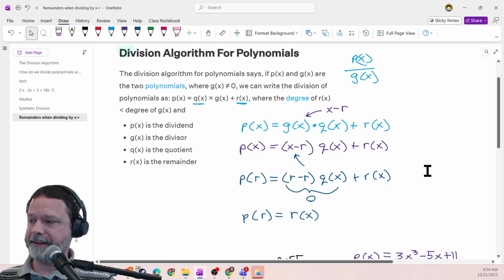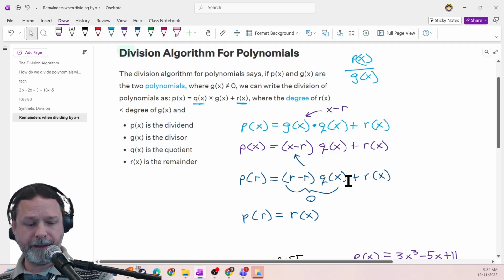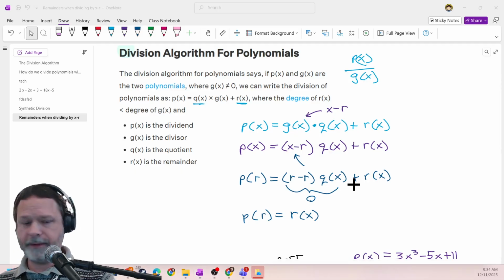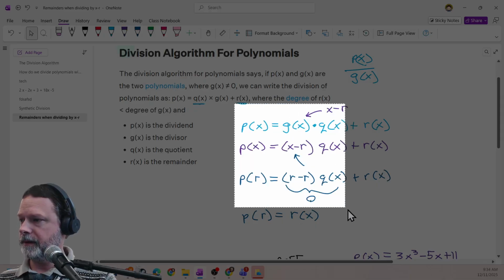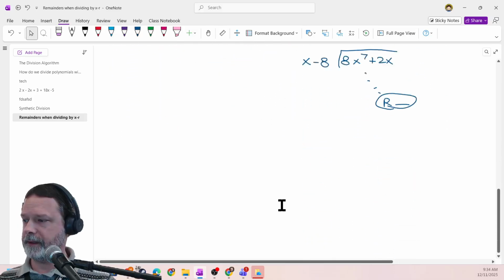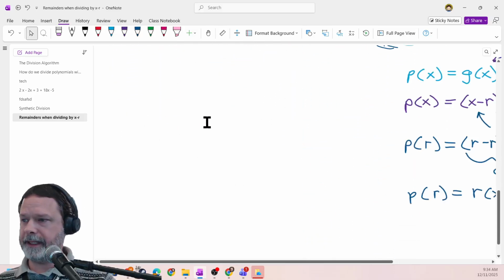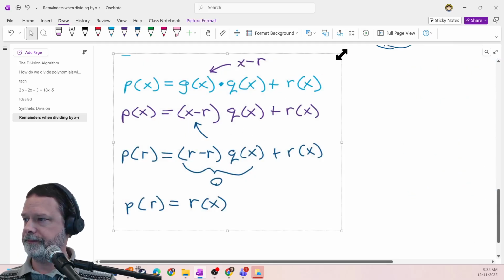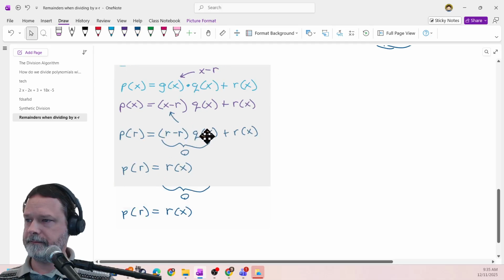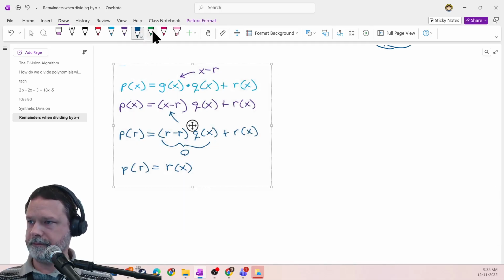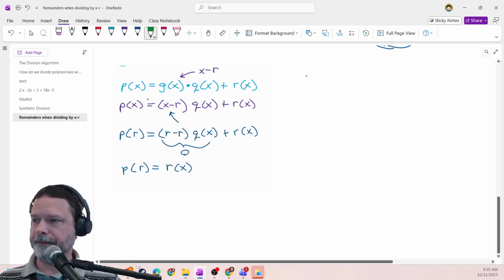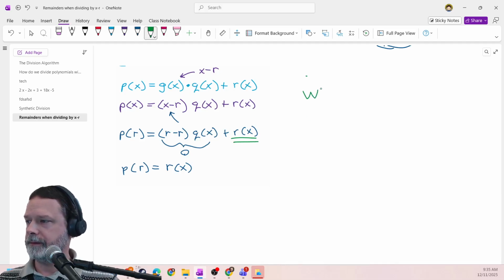Now, there's one more thing to consider here. One more thing to consider with this result. And so I want to include that here too. Let's move this over. What would happen if r of x is 0? What if r of x equals 0? What does that mean?